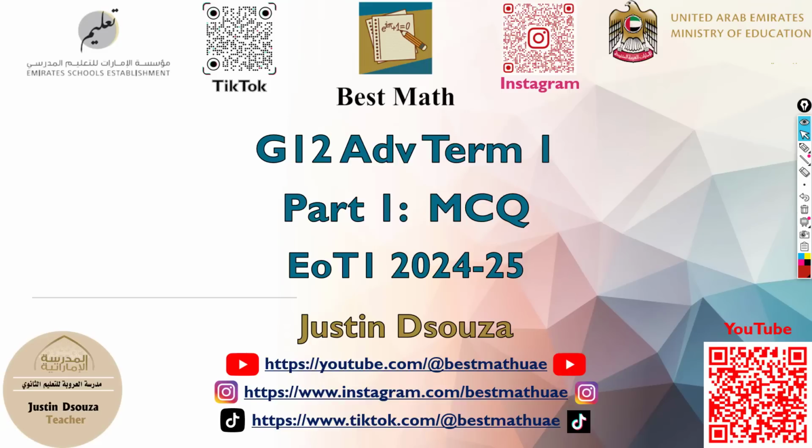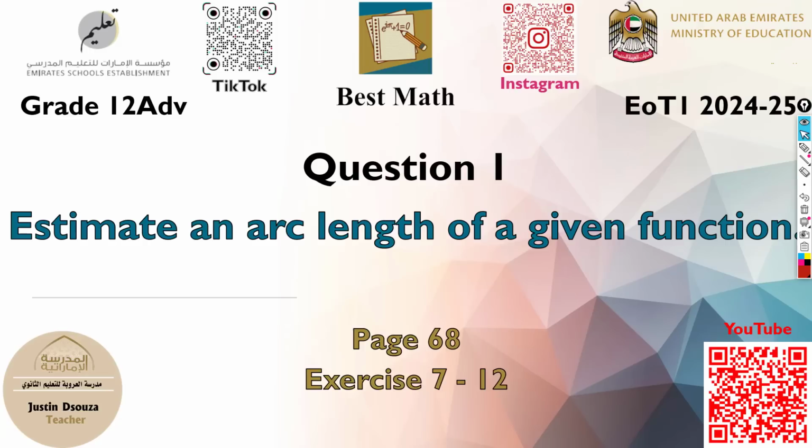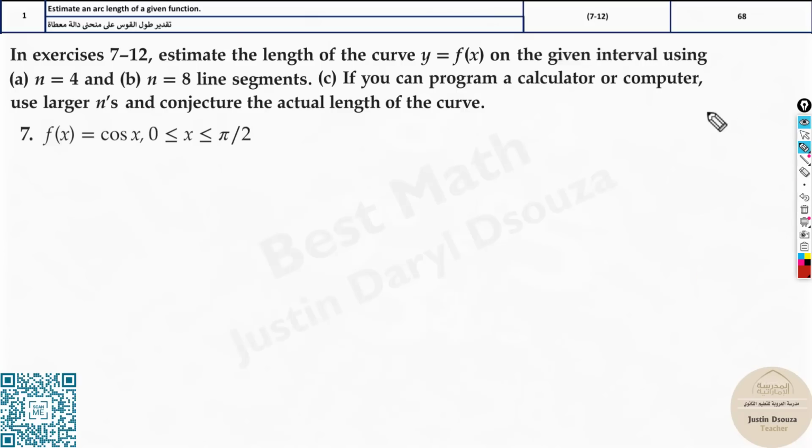We begin with part 1, that is the multiple choice question part. In this part, I will be only doing the shortcut methods because you just have to choose the correct answer. The first question is to estimate the arc length of a given function. Let us look at the problems.